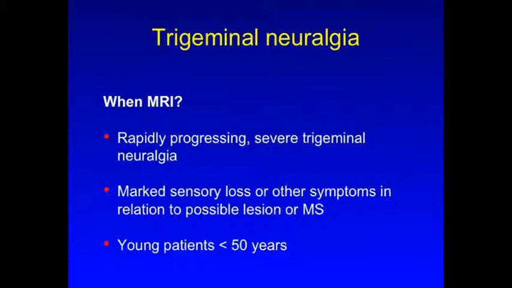But the majority of cases are actually idiopathic, and you don't find any tumors, and then you can go by these criteria. If the pain is rapidly progressing or severe, you can consider an MRI. If there is a sensory loss, that makes sense. If there is a sensory loss, you'll think of a mass, so you'll order it as well. And of course, younger patients, but we know that older patients also get MRIs these days.